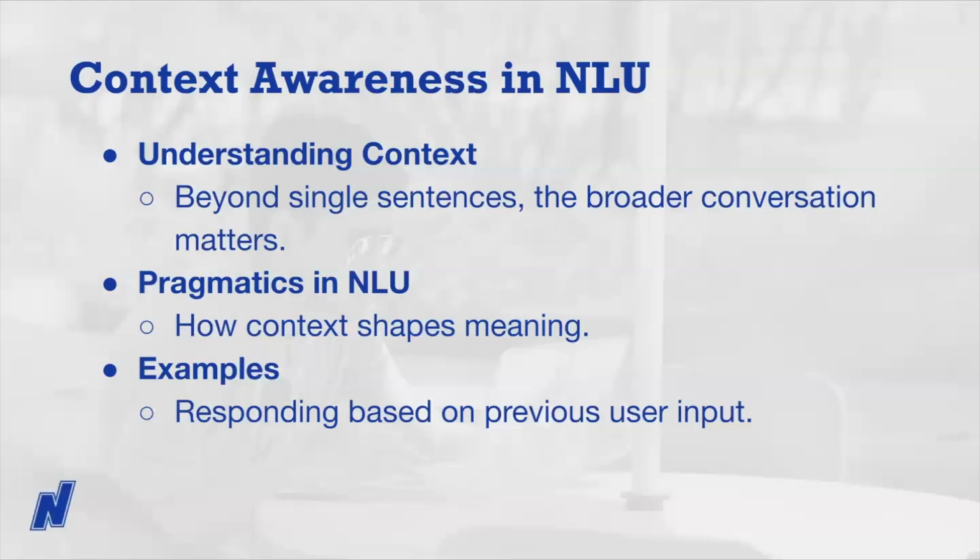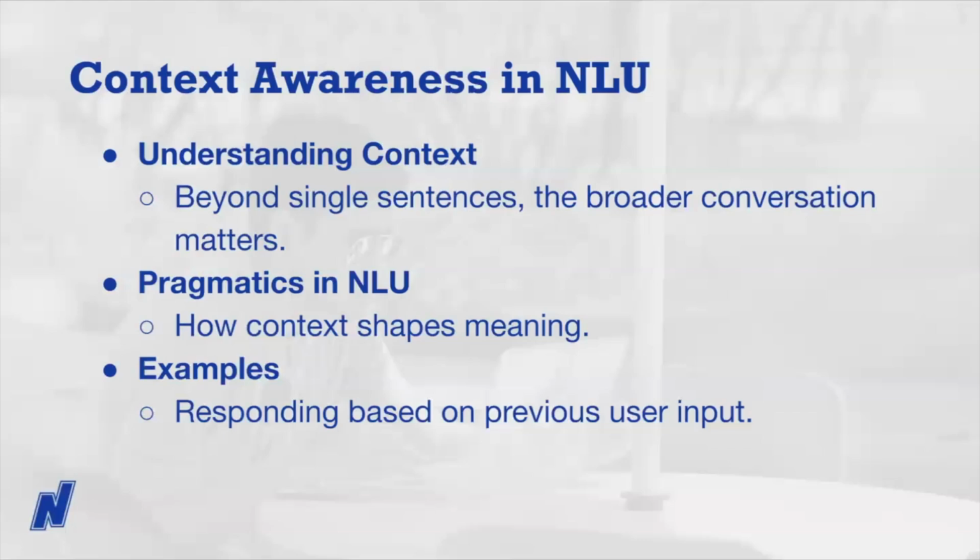So, let's go into an example of this, right? A good example of context awareness is seen in dialogue systems and chatbots. For instance, if a user asks, "What's the weather?" and follows up with, "How about tomorrow?" the system needs to understand that tomorrow refers to tomorrow's weather. It can't answer the second question in isolation.